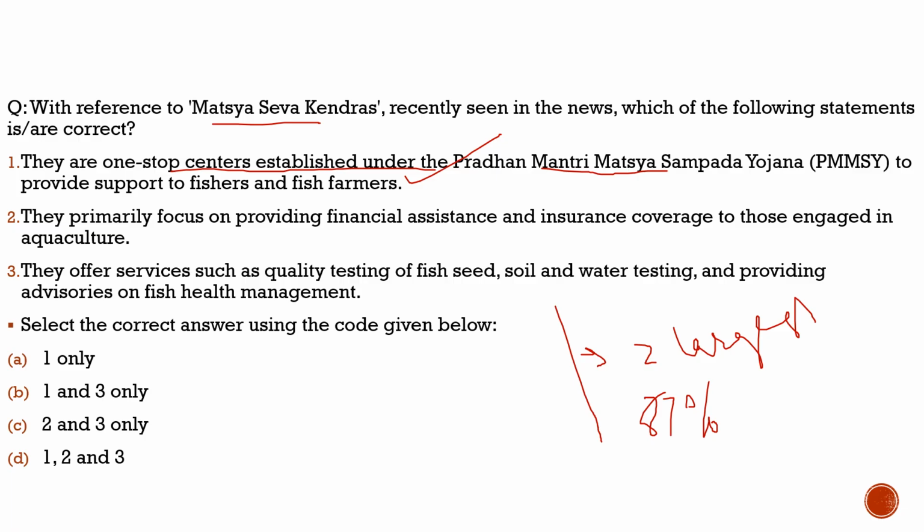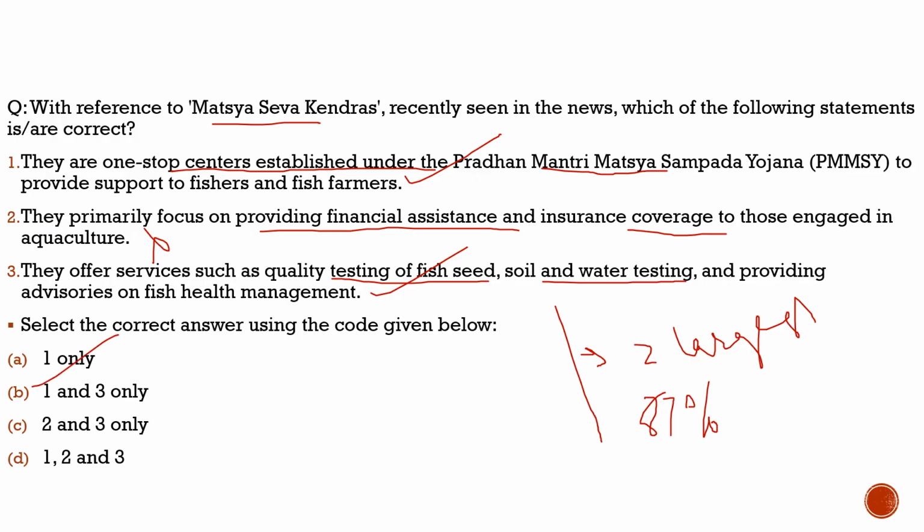Coming to the second statement, they primarily focus on providing financial assistance and insurance coverage to those engaged in aquaculture. No, it is not its primary focus. It does not help in this way, but it gives you the technologies, like fish seed, soil and water testing, not financial assistance. Coming to the third statement, it says they offer services such as quality testing of fish seed, soil and water testing, and providing advisories on fish health management. 100% correct. So the correct statements are statement 1 and statement 3 only, and from the code given below, the correct code would be option B.